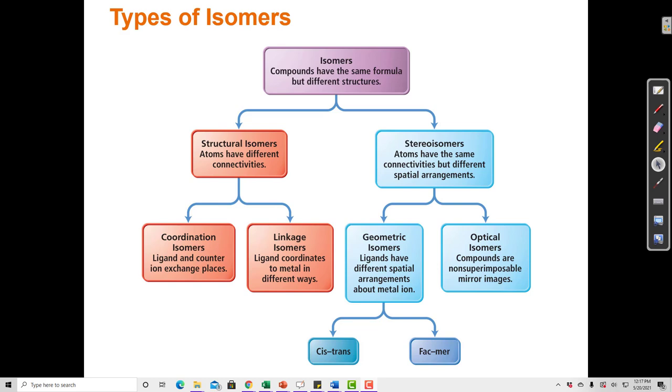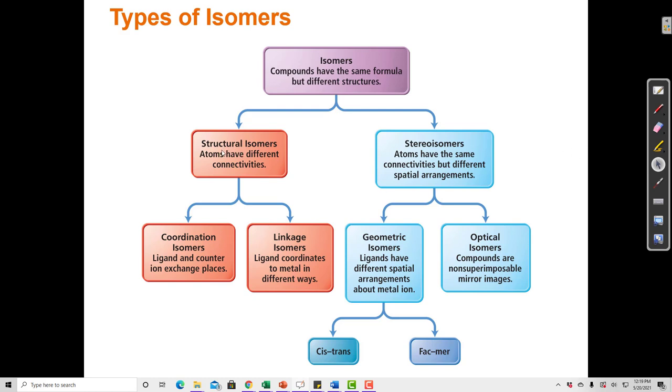In this video, I'm going to cover isomers of coordination compounds. So compounds that have the same formula but different structures, there's different ways that we can have isomers. We can have structural isomers or stereoisomers.